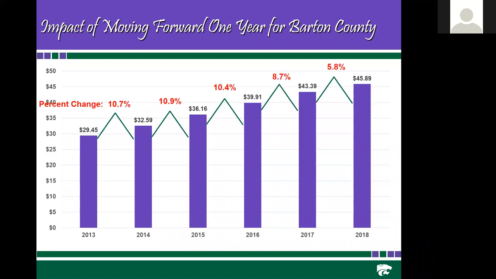And if you look at the percentages, you can see that there's been fairly high percentage changes there in terms of, we had 3 years where the LNIs went up between 10 and 11%. From 2016 to 2017, it was right at 9%. And then from 2017 to 2018, it was 5.8%.